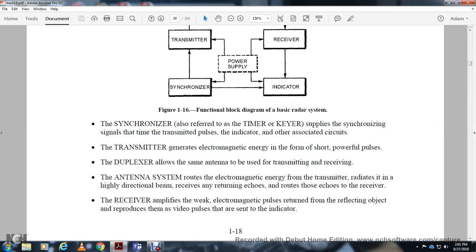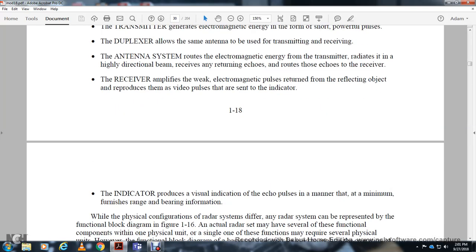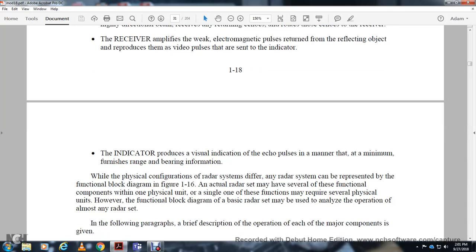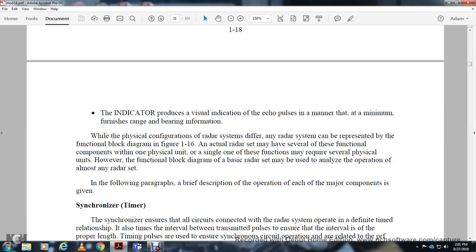The antenna system takes the electromagnetic energy from the transmitter and radiates it into a highly directional beam. The returning echo is routed by the duplexer to the receiver. The receiver amplifies the weakened electromagnetic pulse returned from the reflecting object and reproduces the video pulse, which is sent to the indicator. The indicator produces a visual indication of the echo pulse in a manner that, at a minimum, furnishes range and bearing information. The physical configuration of the radar system for the aim of this discussion will be presented with the functional block diagram, Figure 1-16.